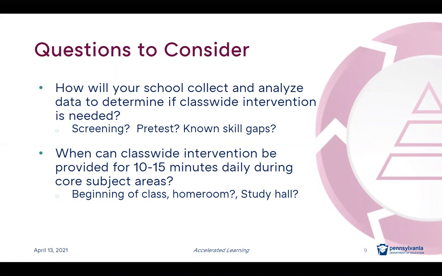There are some important questions that we need to consider when thinking about implementing class-wide intervention. First, how will your school collect and analyze data to determine if class-wide intervention is needed? How will we know that there's a skill gap? Is there a pretest that can be given? Do we have a universal screening process in place? The point here is there needs to be a formalized assessment that we can utilize to appropriately determine whether or not students are showing an at-risk status.